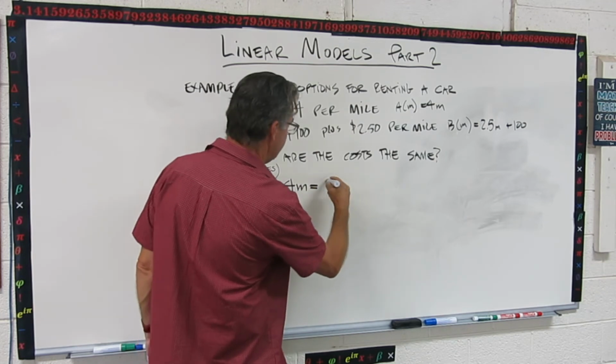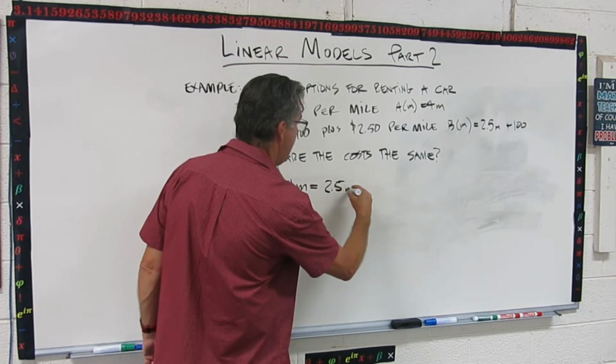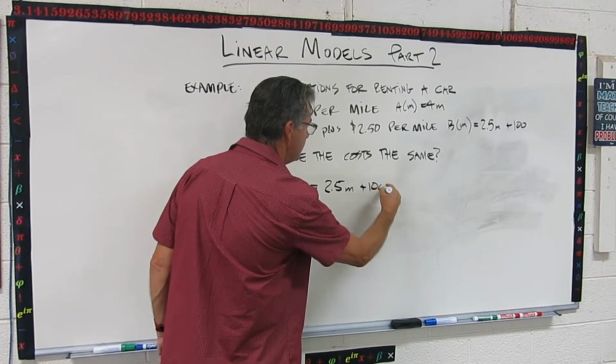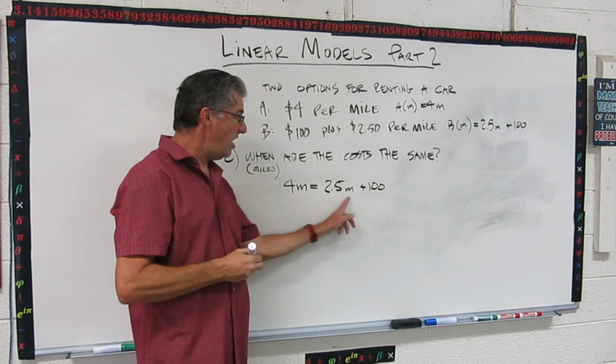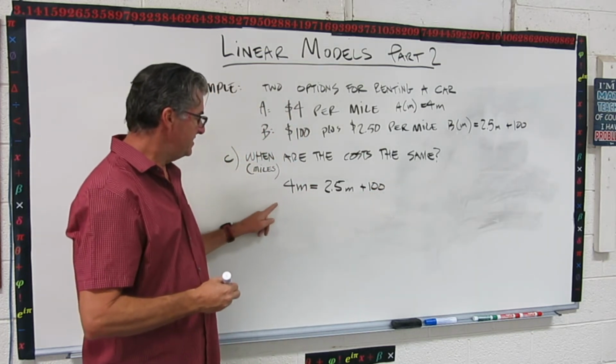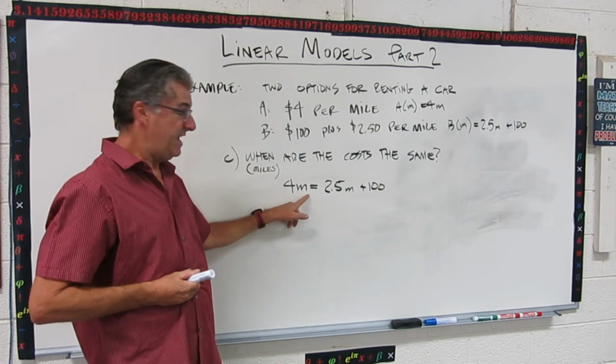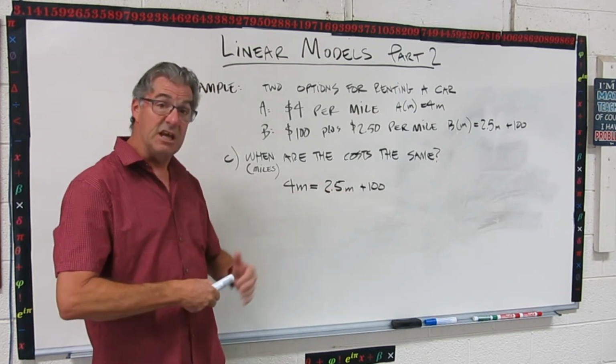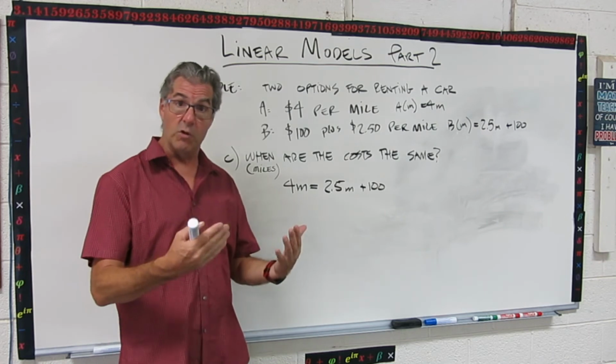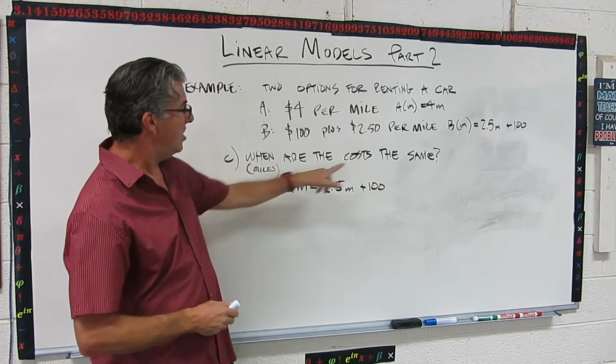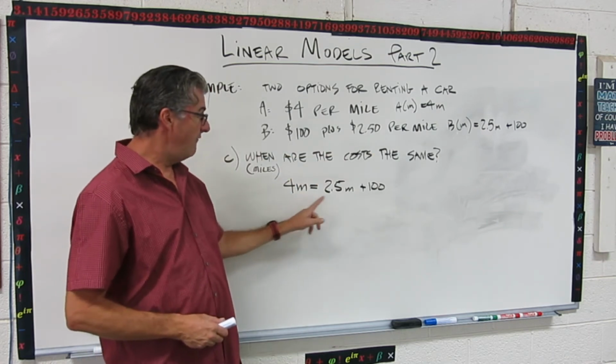4m equals 2.5m plus 100. So this is the cost for option B. This is the cost for option A. We set these two costs equal to each other because that's what we're looking for. We're looking for when the cost is the same, and we're going to solve for miles.